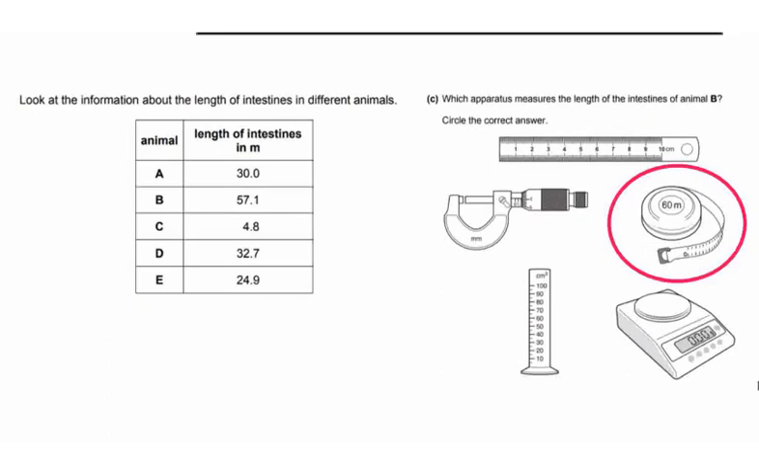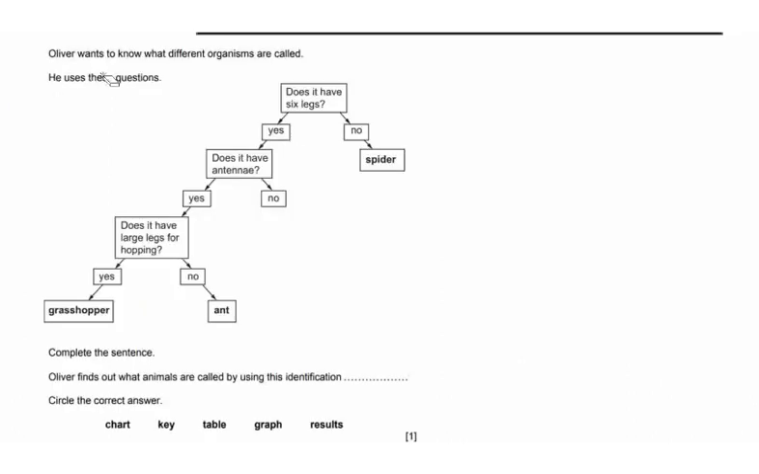You got it correct? Question number 5. Oliver wants to know what different organisms are called. He uses these questions. Does it have 6 legs? Yes or no? And if you go through the diagram, you'll find what the animal is. Is it a grasshopper or an ant? Complete the sentence. Oliver finds out what animals are called by using this identification. Circle the correct answer. Is it chart, key, table, graph, or results?